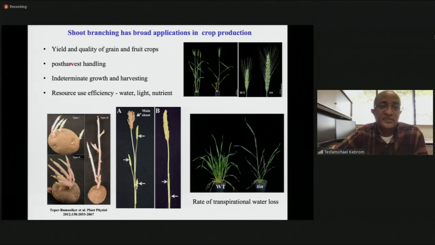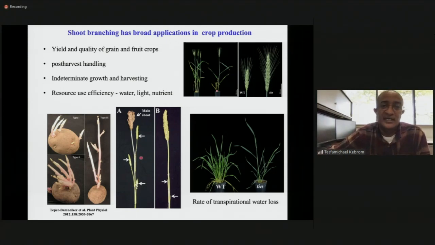Also, this shoot branching knowledge is important for post-harvest handling of crops like potato or root crops, because potato, for example, sprouts, and sprouting is a problem. The sprouting process is from the growth of the sprouts from buds. So knowledge of bud development is also important for post-harvest handling.